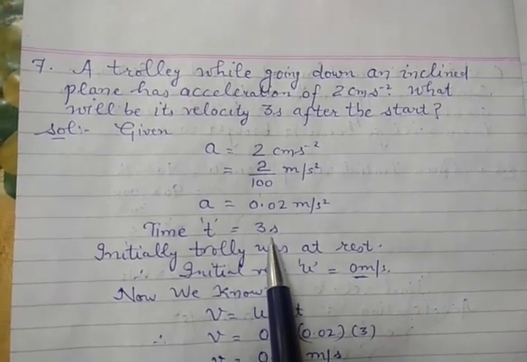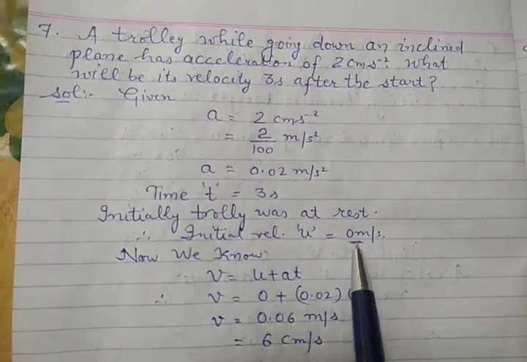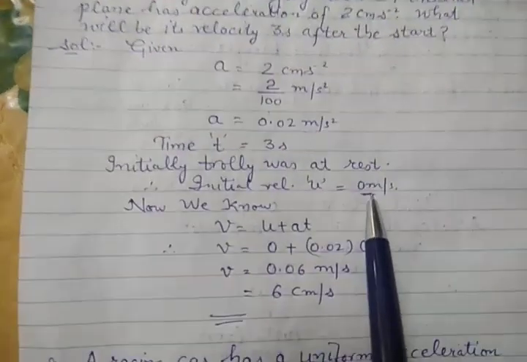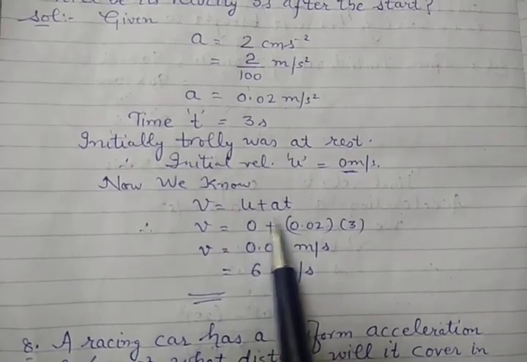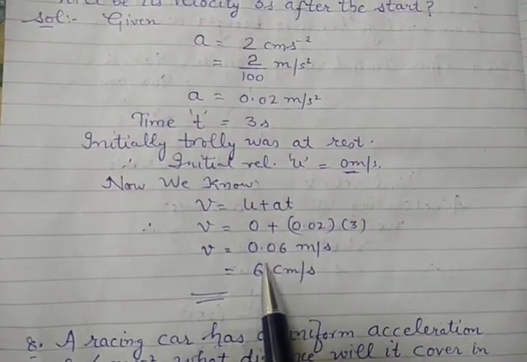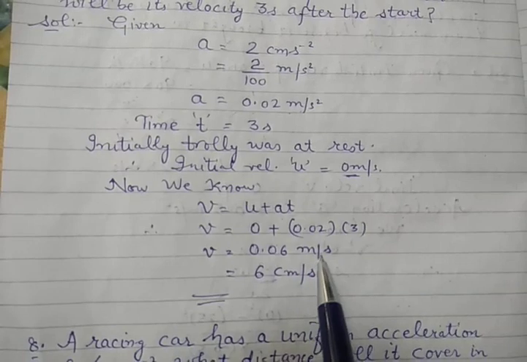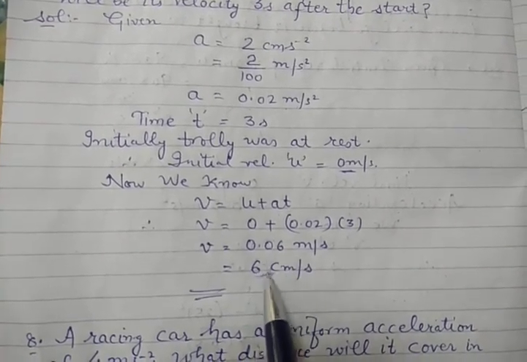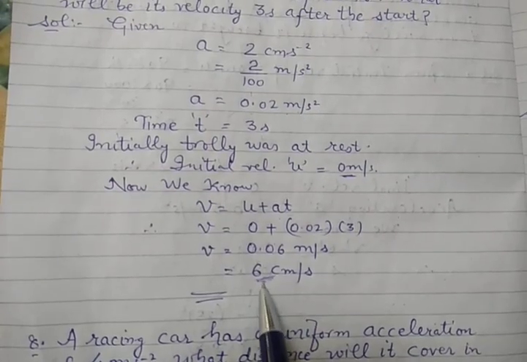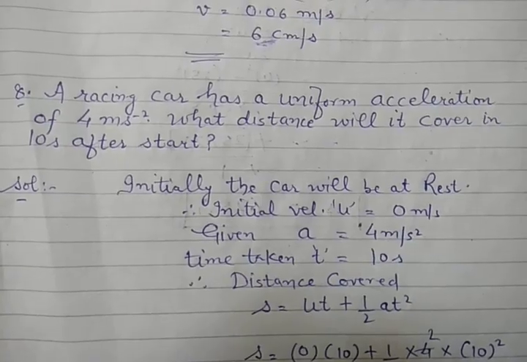Time is given, that is 3 seconds. So as initially it was at rest, u will be 0. So we will use this formula to find out the velocity. v is equal to u plus at. Now put the values over there and you will get the answer in meter per second. You can convert it into centimeters by multiplying it by 100. So this will be your answer. Now next question is there.